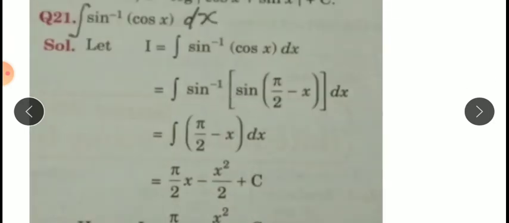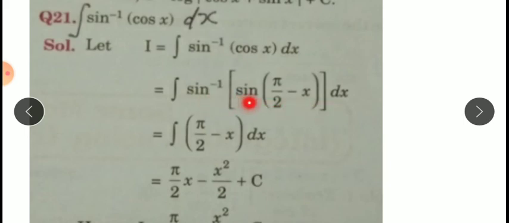Now see question number 21. Integration of sin inverse cos x. Let I is equal to integration of sin inverse cos x. We know that cos x can be written as sin(90° minus θ), that is sin(π/2 minus x). Sin 90 minus theta is cos theta. That's why sin(π/2 minus x) is cos x. Means cos x can be written as sin(π/2 minus x).